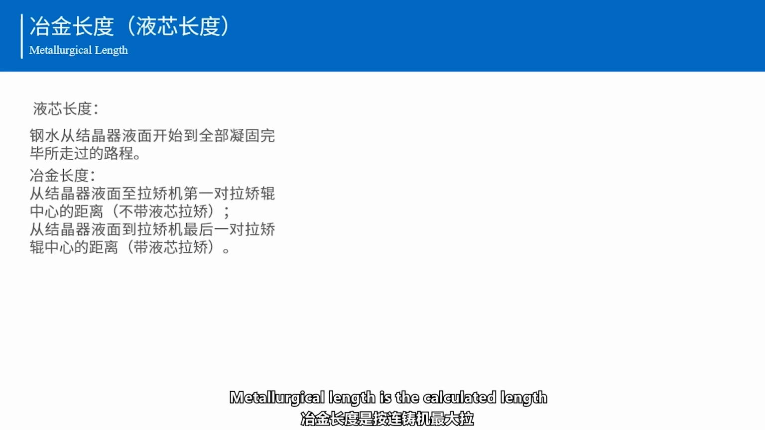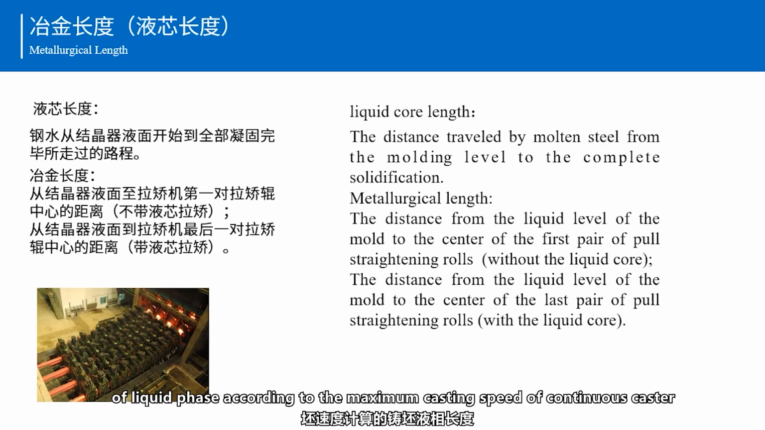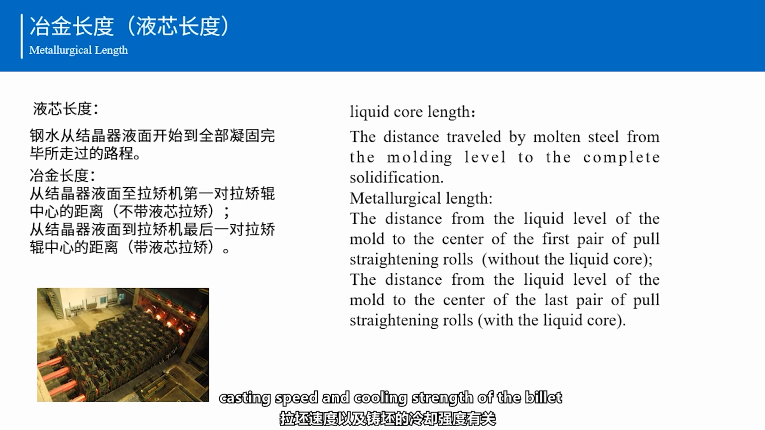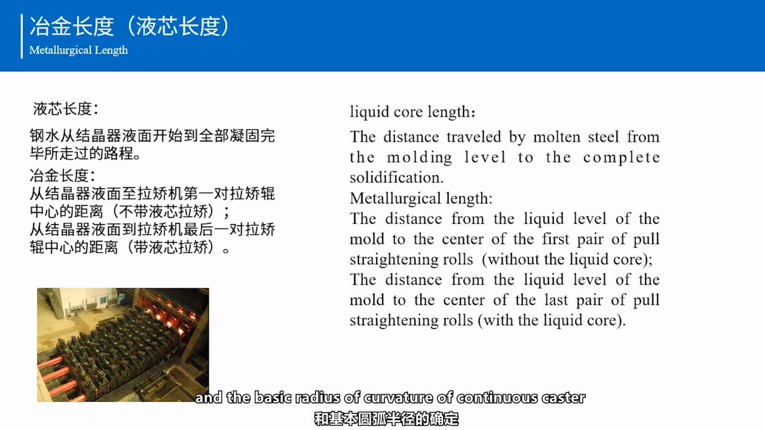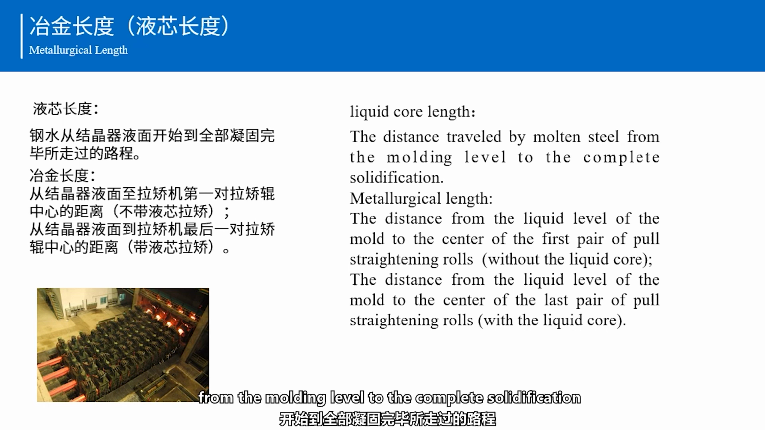Metallurgical length is the calculated length of the liquid phase according to the maximum casting speed of the continuous caster, which is related to the thickness, casting speed and cooling strength of the billet. Metallurgical length is related to the determination of the caster and the basic radius of the curvature of the continuous caster. The metallurgical length, also called liquid core length, is the distance traveled by the molten steel from the mold level to complete solidification.